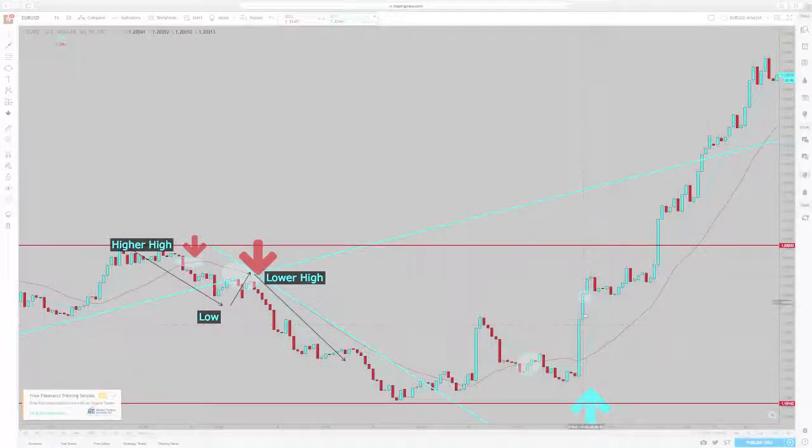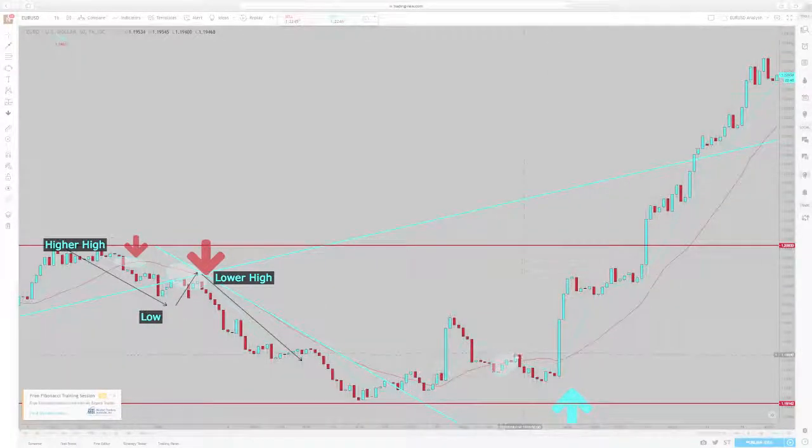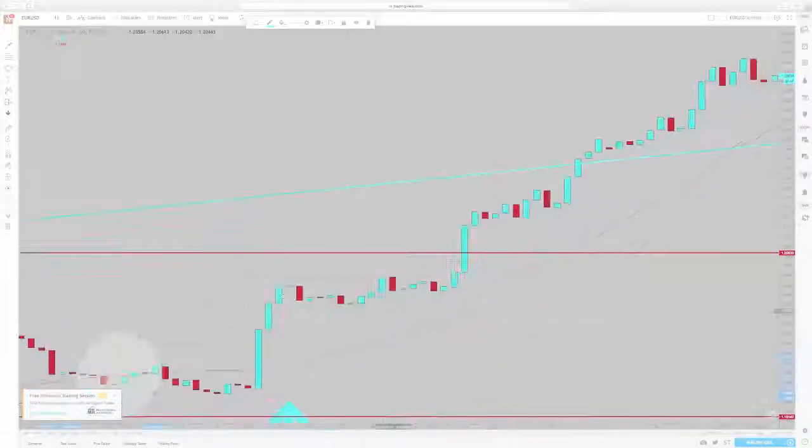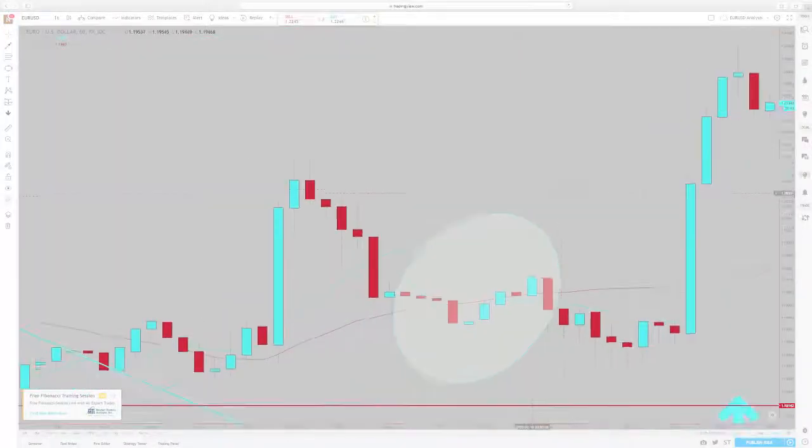Let me delete these for y'all so you can see. Boom. Let me zoom in. Right here, the moving average is going downwards. The blue one is crossing the 25 going downwards. So that's a signal to sell.